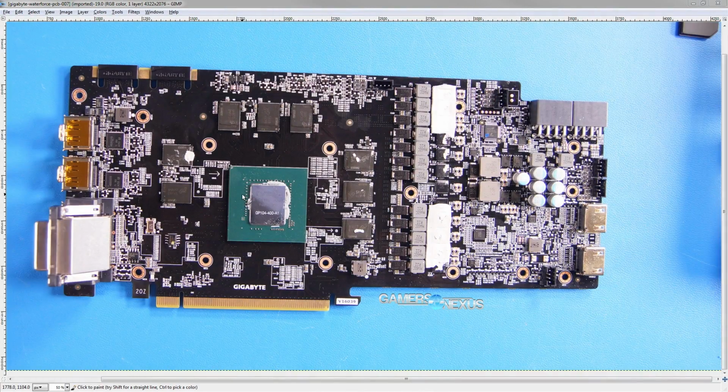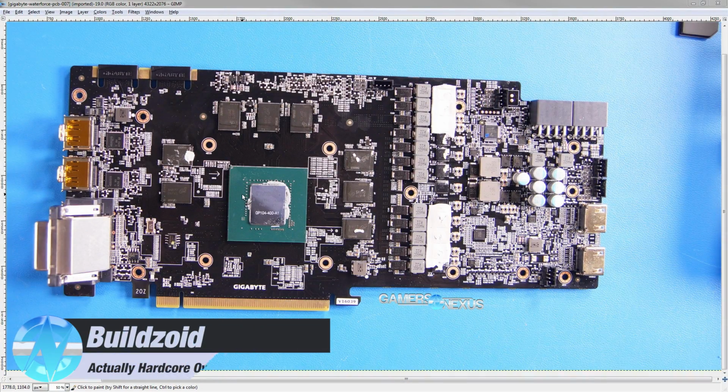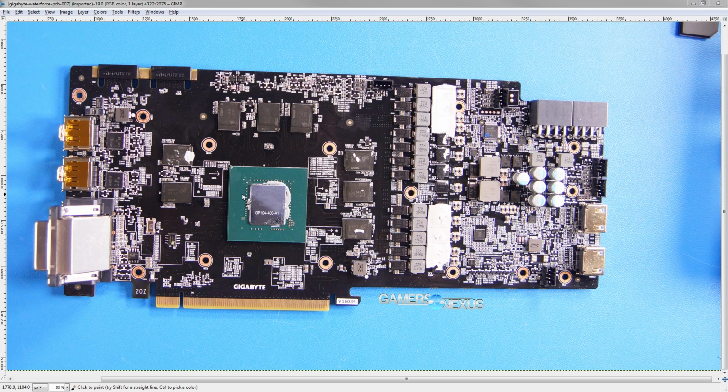Guys, Buildzoid here, and today we're going to be taking a look at another GTX 1080 PCB, this time the Gigabyte Xtreme Water Force card. This also shares its PCB with the Xtreme Gaming, which is the air-cooled version of this same card.